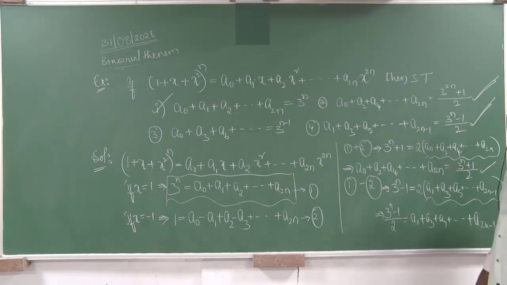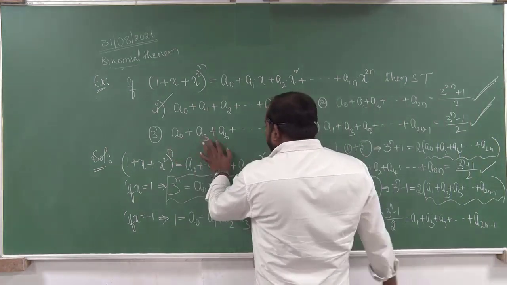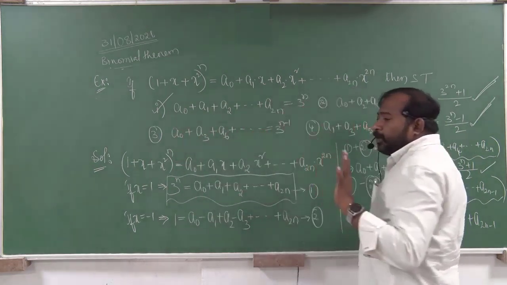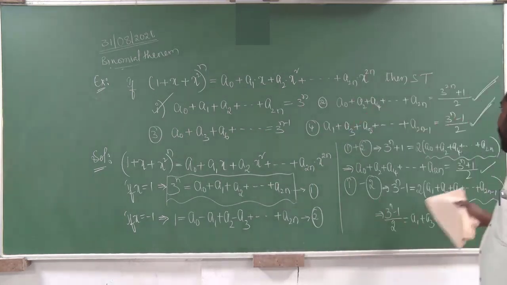Now next, my aim is to find the value a0 plus a3 plus a6 plus up to so on. Our aim is to show it equals 3 power n minus 1. Listen, for that result, what do I have to do?